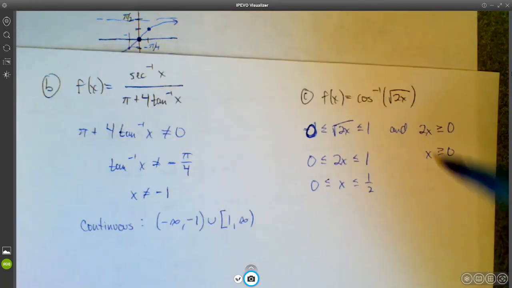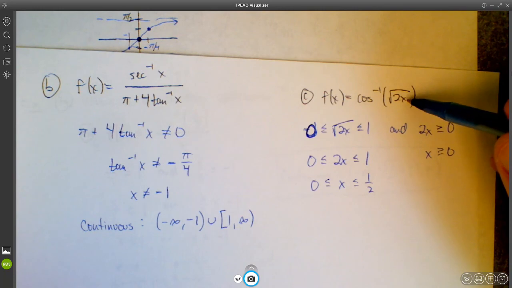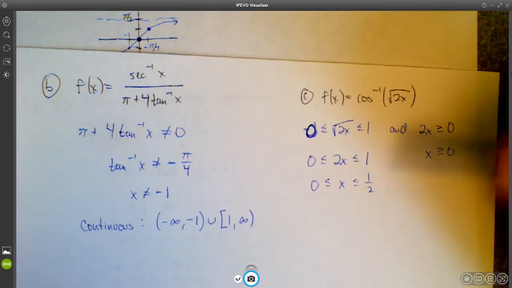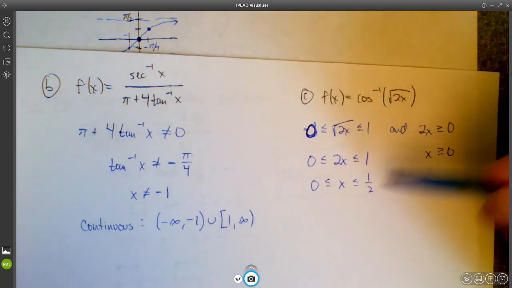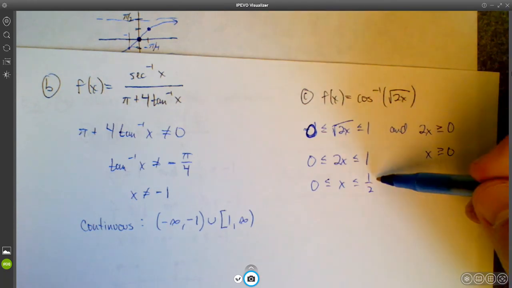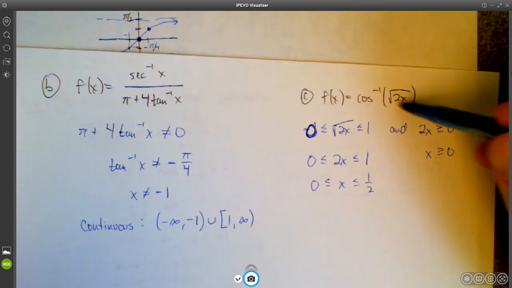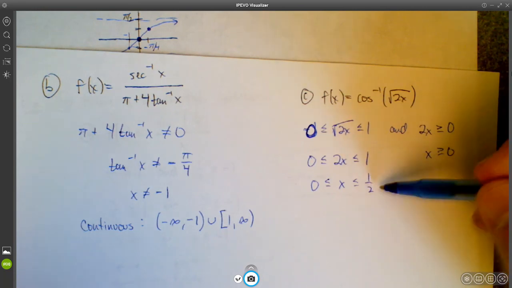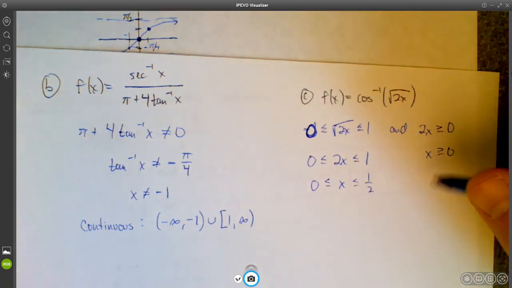That's interesting. Less than 1/2, huh? Because what would happen if you plugged in something bigger than 1/2? If you plugged in like 1, 2 times 1 is 2, and the square root of 2 is bigger than 1. So x has to be smaller than 1/2, or equal to. It could be equal to 1/2, right? 2 times 1/2 is 1, and the square root of 1 is 1. So it could be equal to 1/2, and it could be equal to 0, but it has to be between those values.